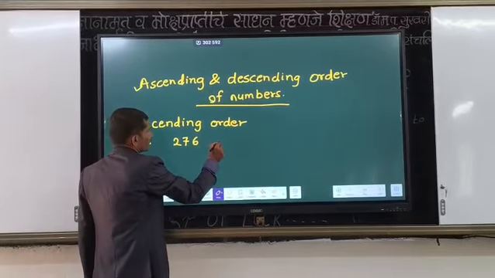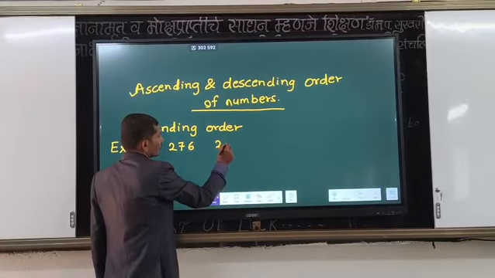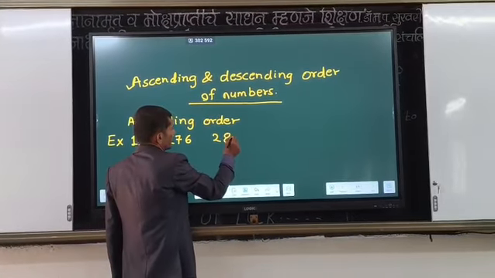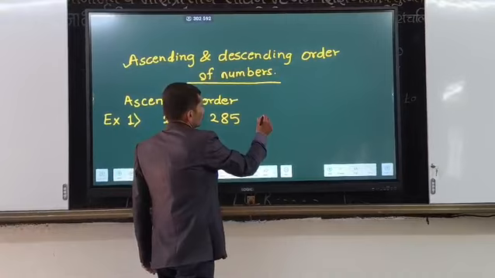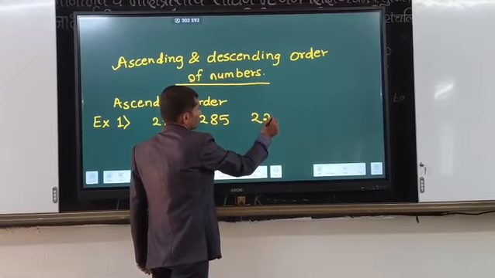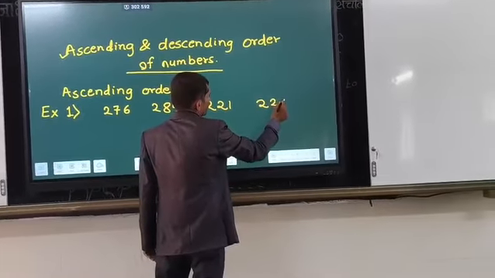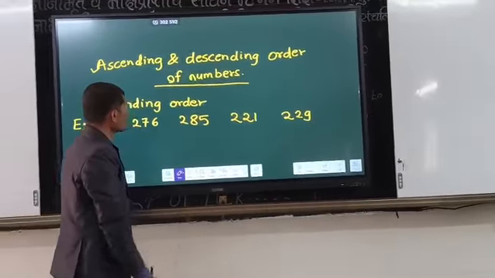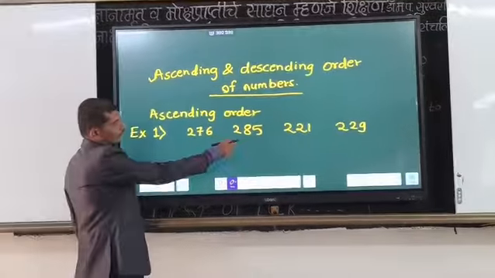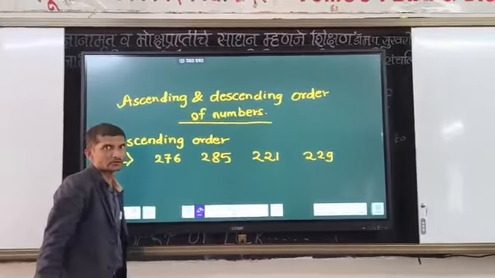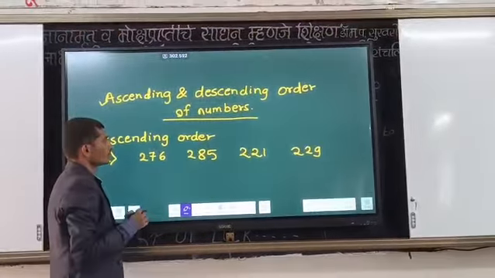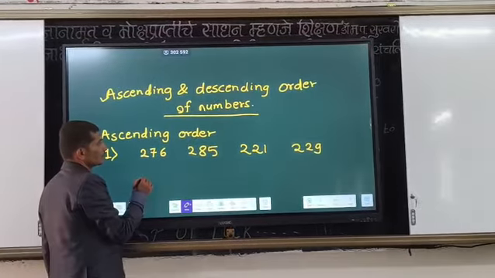276, 300, 285, 221 and 229. So we have to arrange all these numbers in an ascending order first. So first of all we have to do this.